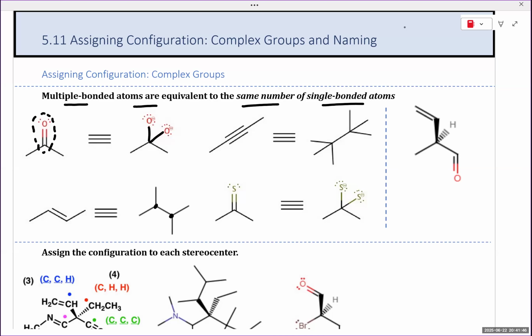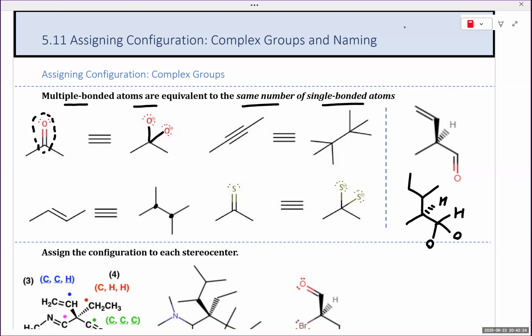So for example, if we wanted to redraw the following molecule in a way that accurately reflects how we're going to view these complex groups for assigning configuration, this molecule, decomposing these complex groups, would be treated as follows. For this carbon-carbon double bond, it's treated as if we had an additional carbon attached to each of our double bonded carbons. And the carbon-oxygen double bond will be treated as two carbon-oxygen single bonds.